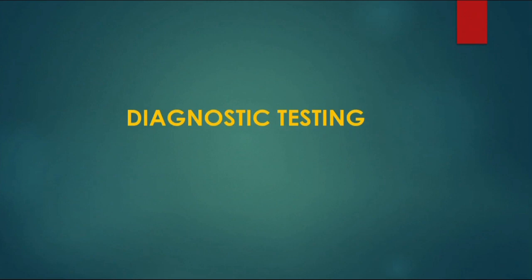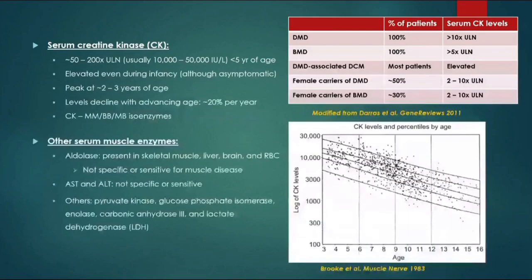Now, coming to the diagnostic testing. So, for the screening, whenever we have suspicion for Duchenne or Becker muscular dystrophy, we should send CK. A serum CK can be highly elevated, up to 50 to 200 times the upper limit of normal, and it is also elevated in the newborn period and infancy, and it peaks at 2 to 3 years of age. However, interestingly, the CK level gradually declines, as you can see in this graph, by 20% per year.